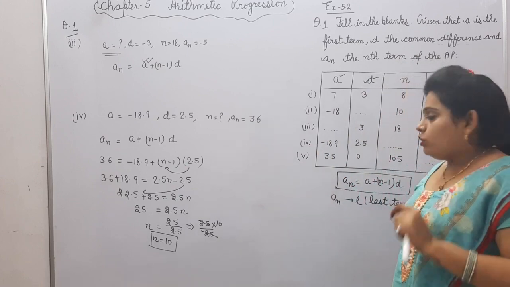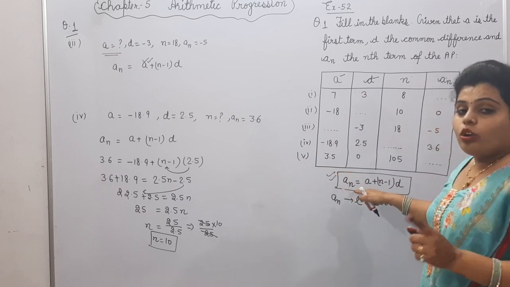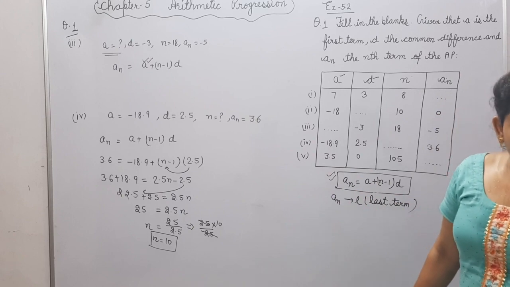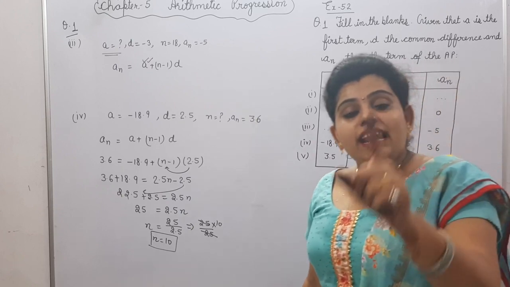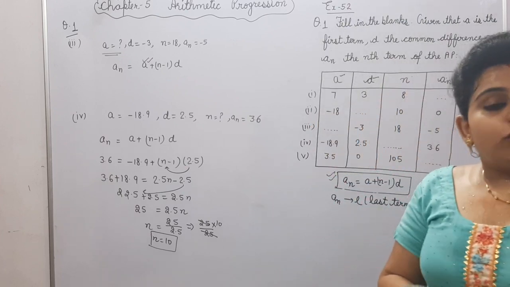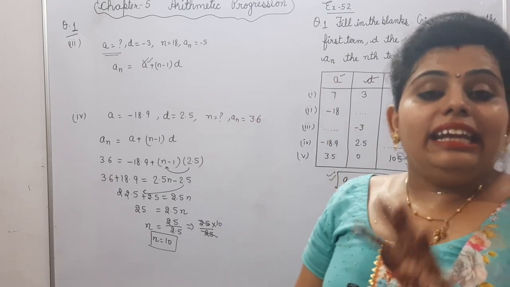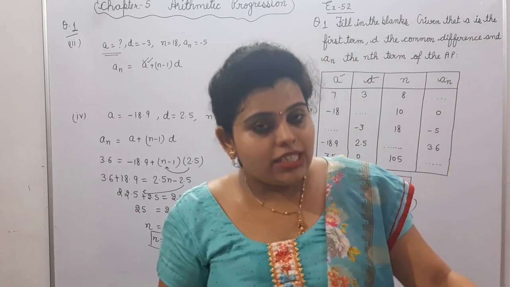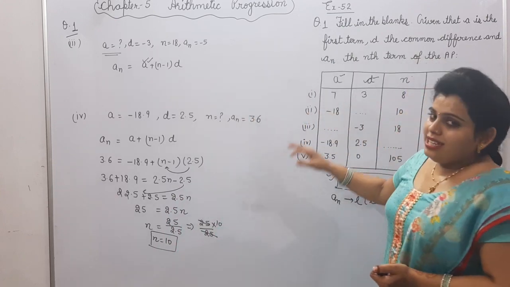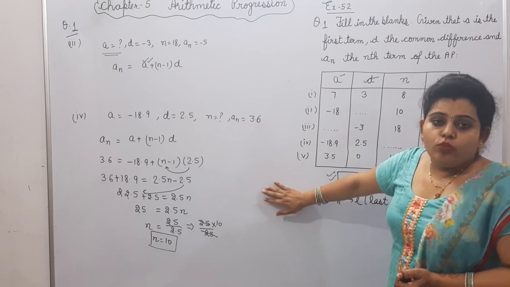What have we done in this question, beta? We have the formula for the nth term. What is given to us? The formula for the nth term is given. And what is it? an is equal to a plus n minus 1 into d, where a is its first term, n is the number of terms, and d is its common difference. Using this formula, we have to find the missing values in this question. This is our first question of exercise 5.2.